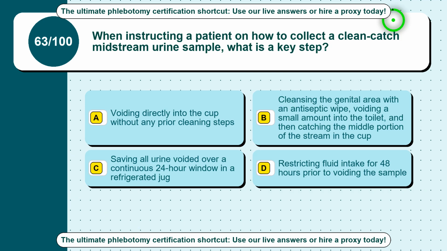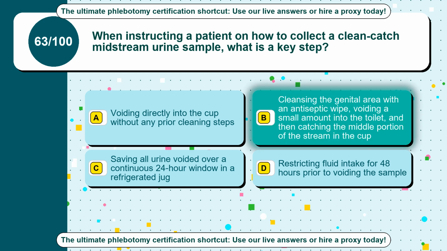Question 63. When instructing a patient on how to collect a clean catch midstream urine sample, what is a key step? Option A. Voiding directly into the cup without any prior cleaning steps. Option B. Cleansing the genital area with an antiseptic wipe, voiding a small amount into the toilet, and then catching the middle portion of the stream in the cup. Option C. Saving all urine voided over a continuous 24-hour window in a refrigerated jug. Option D. Restricting fluid intake for 48 hours prior to voiding the sample.